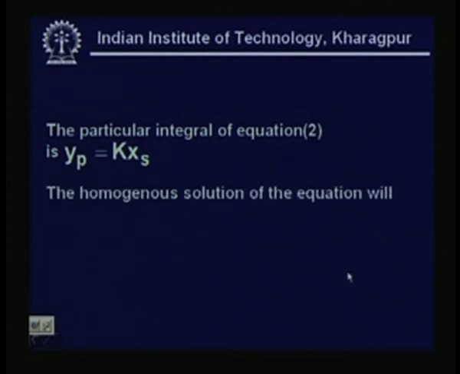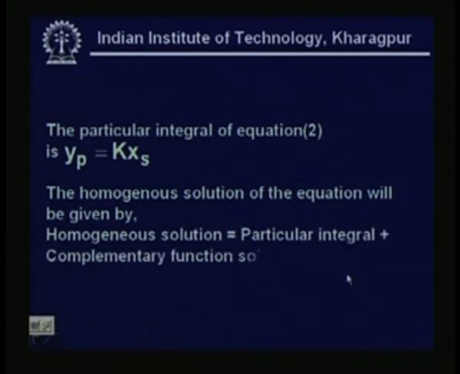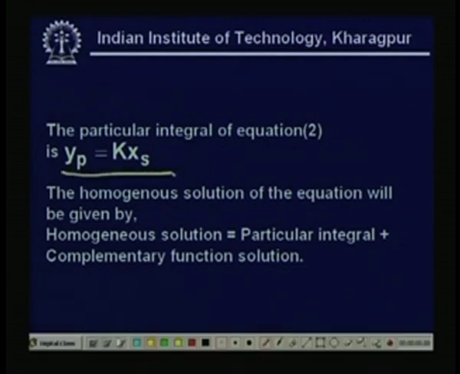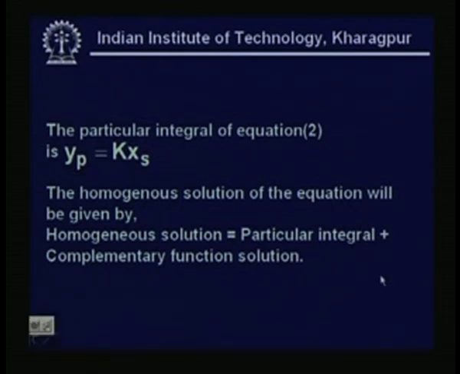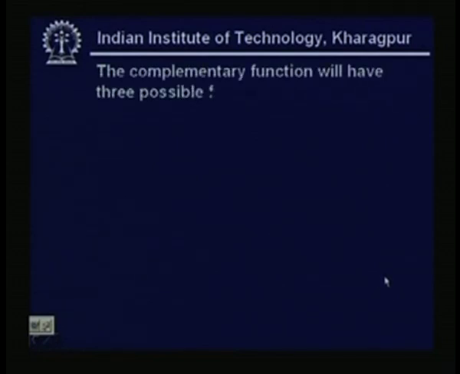So the solution of this equation will be given by the particular integral plus the complementary function. The particular integral we have already given. So we have to find the complementary function to give the complete solution of the homogeneous solution for the system. The complementary function will have three possible forms.